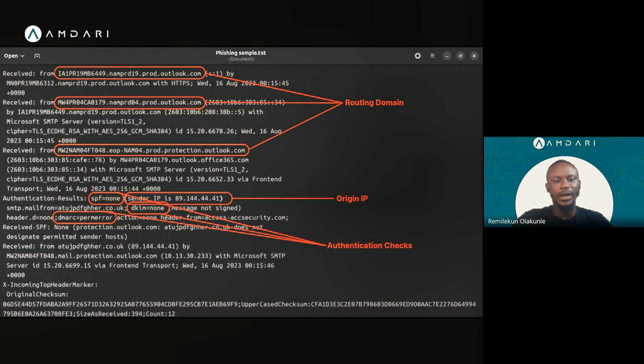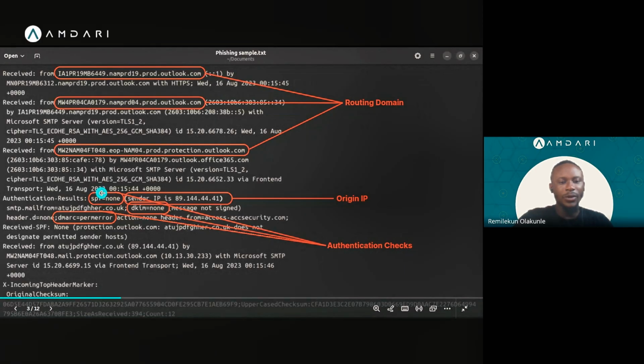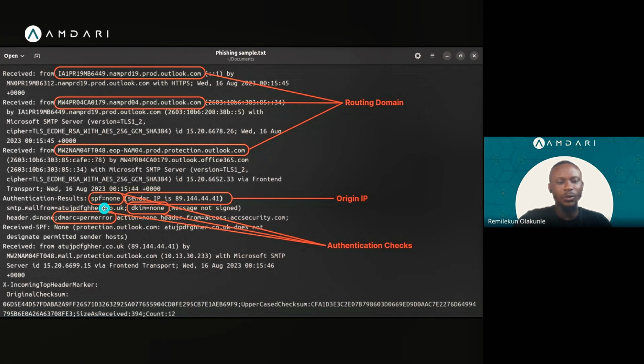As you can see on the screen here, the email passed through multiple domains, but originated from a domain that does not belong to Microsoft. Domain named accesssecurity.com. Now, the email originated from a domain outside of Microsoft, passed through several Microsoft domains, making itself look legitimate. Then we can see several authentication checks on screen here. We can see SPF, which equals none, DKIM, which equals none, DMARC, which equals spam error.